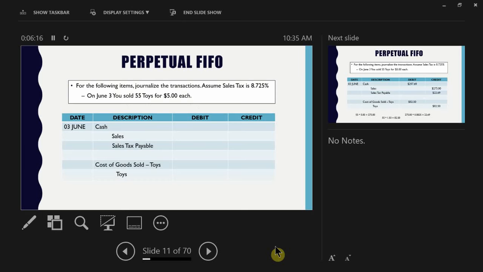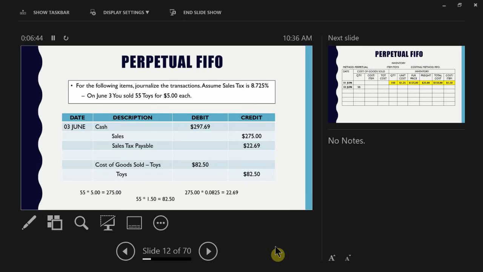So therefore, the next scenario here is that on June 3rd, you sold 55 toys for $5 each. Okay, so just like how we've been journalizing, we're going to recognize my sales, because I sold each toy at $5. But how am I going to calculate my cost of goods sold?